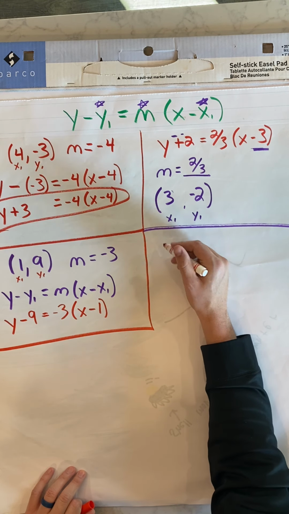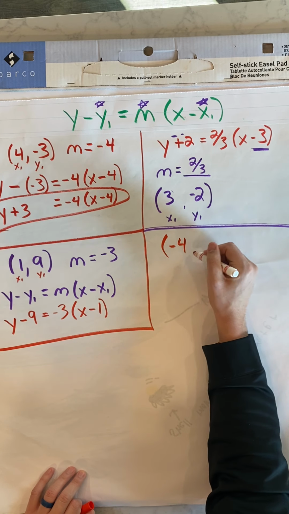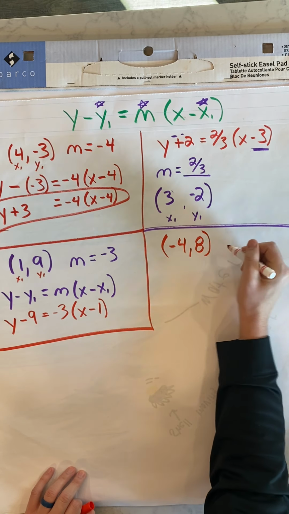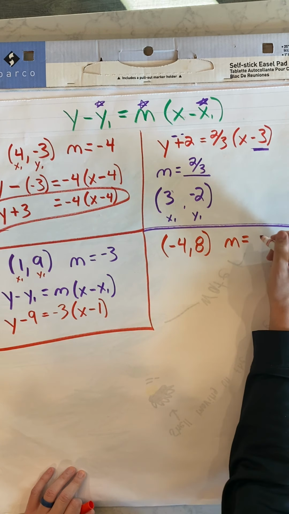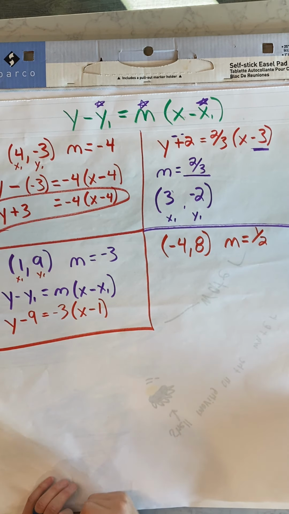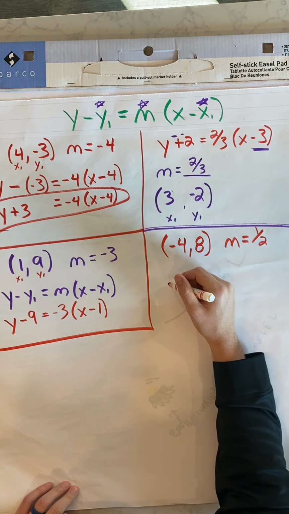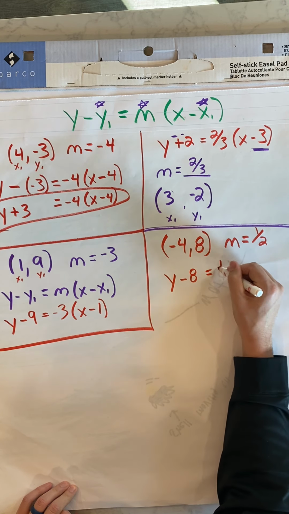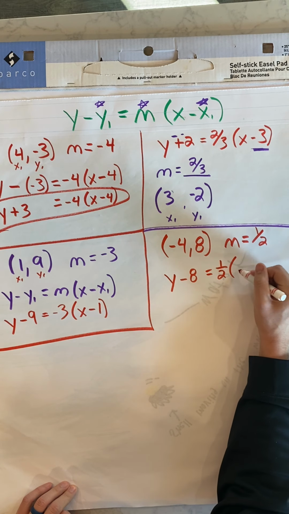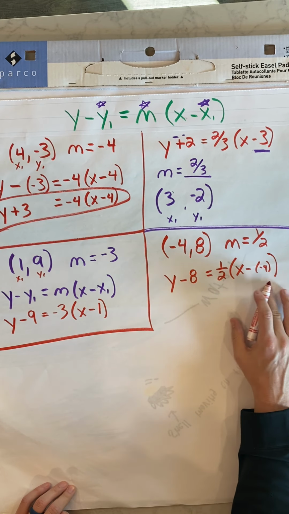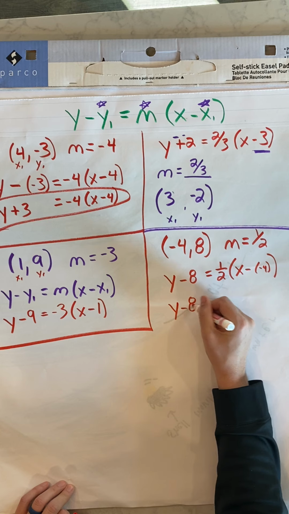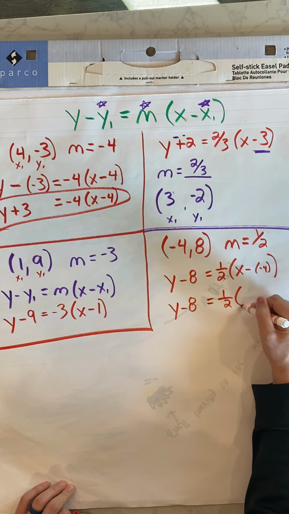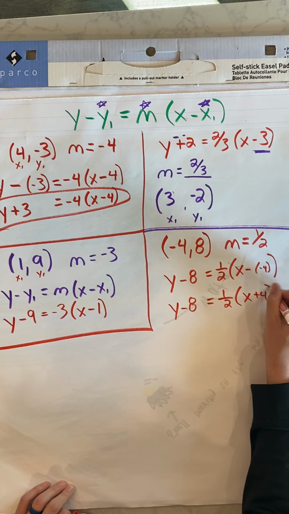All right. Go ahead and write one for, say, (-4, 8), with a slope of m equals 1/2. So when we do this, y minus 8 equals m, which is 1/2, times the quantity x minus negative 4. We can simplify this over here, so it's going to be y minus 8 equals 1/2 times the quantity x plus 4.